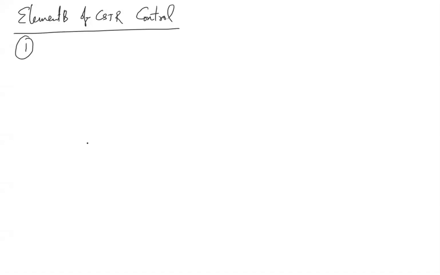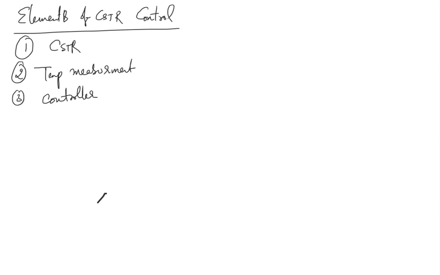So what are the elements that you have in CSTR control? One is the CSTR, the second one is temperature measurement. What is the third one? Controller. The fourth one is the control valve.